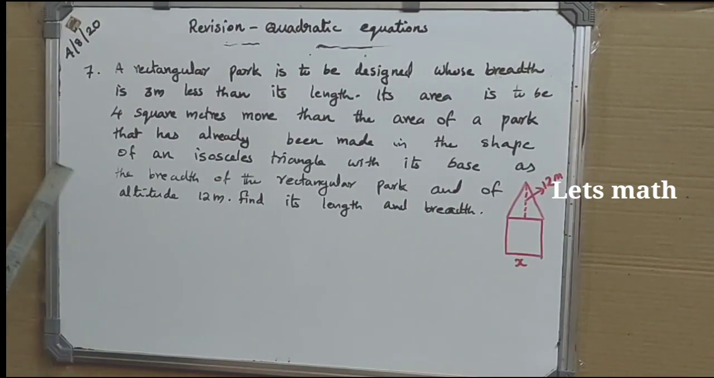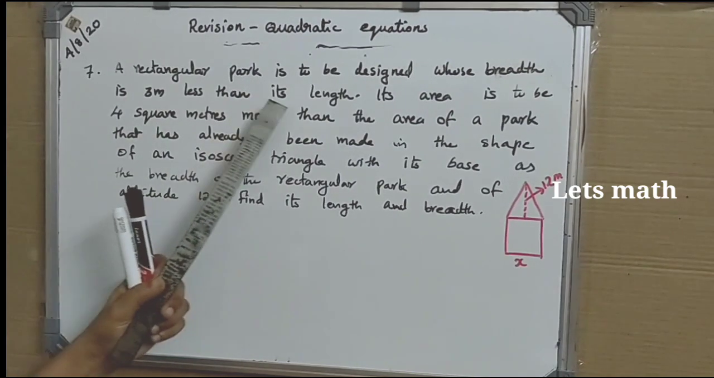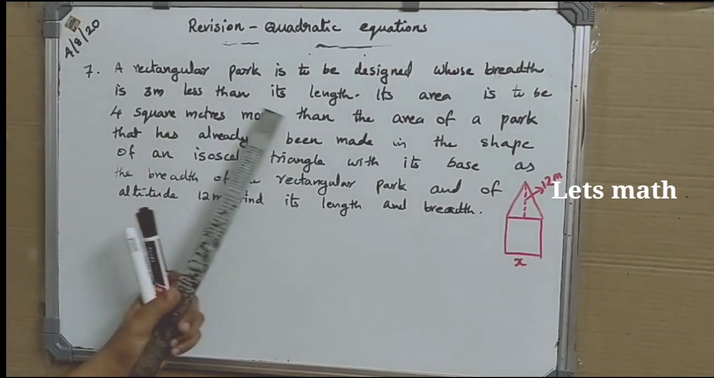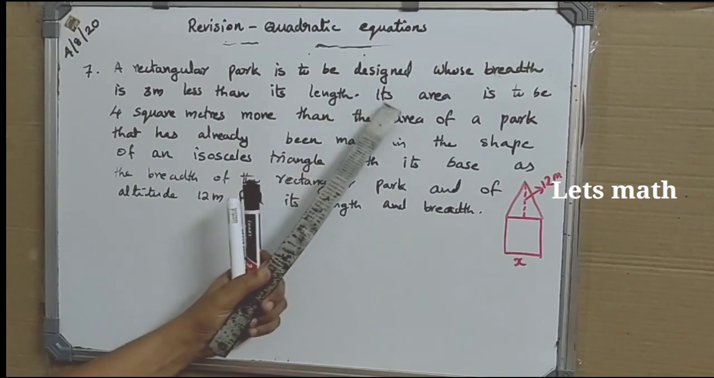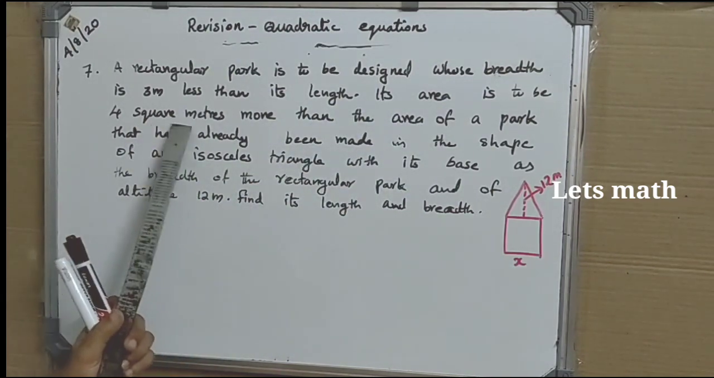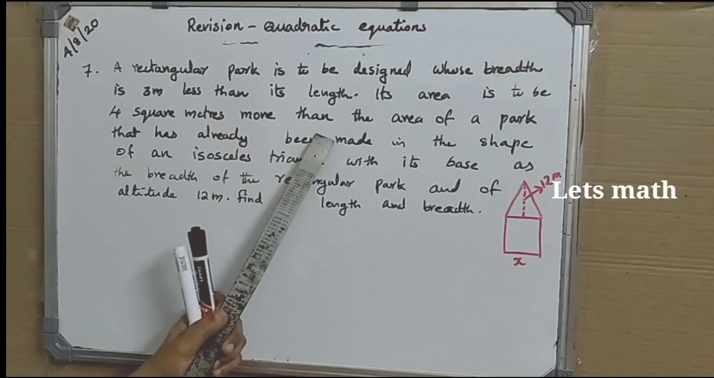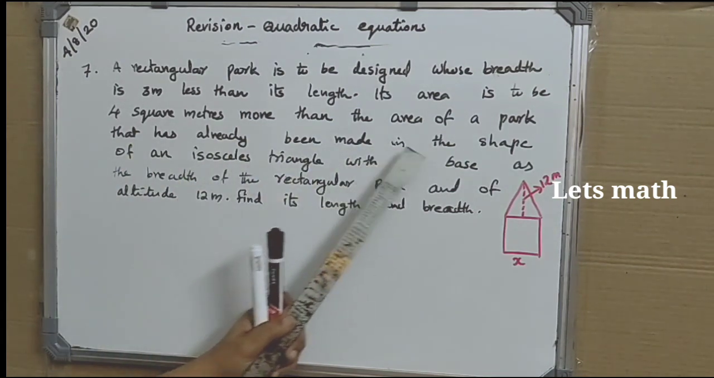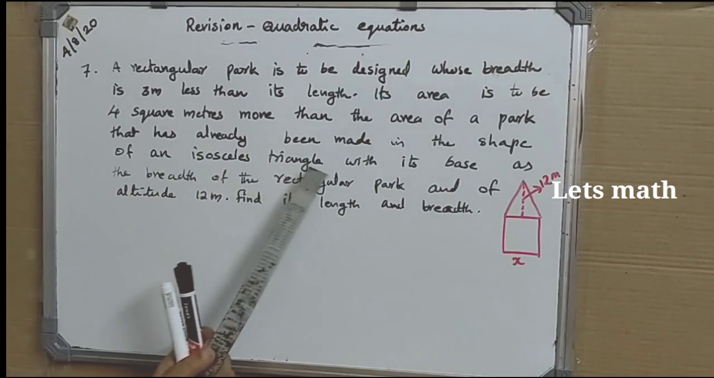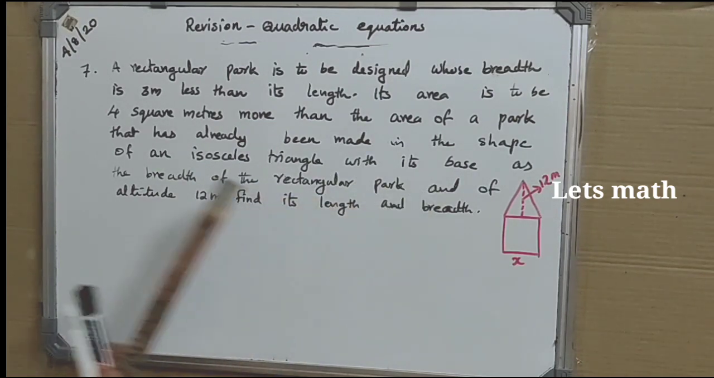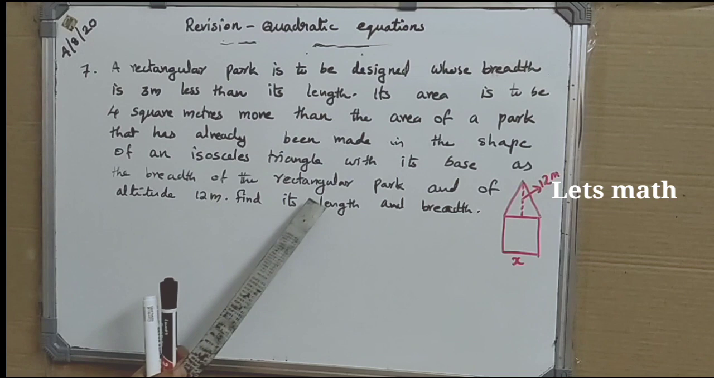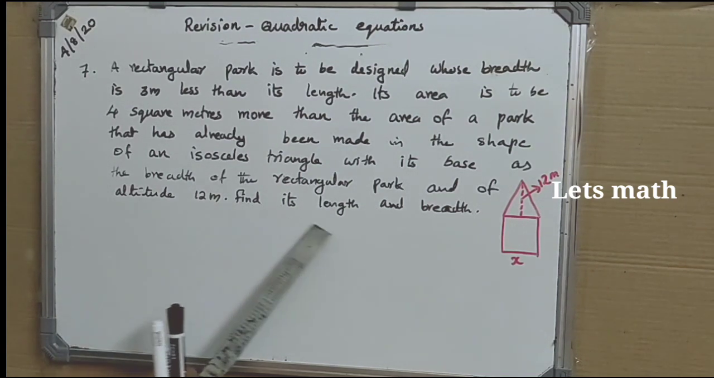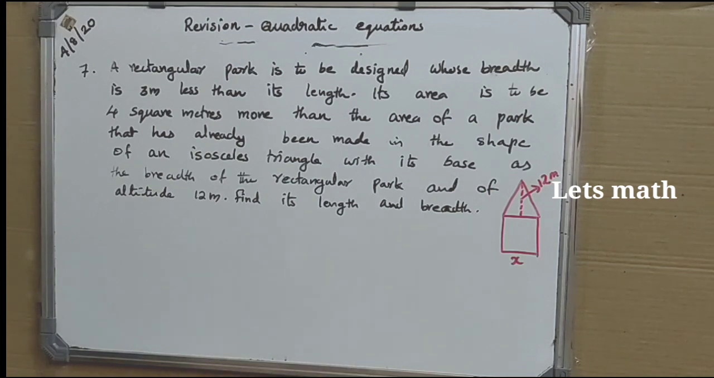Now the next question here. A rectangular park is to be designed whose breadth is 3 meters less than its length. Its area is to be 4 square meters more than the area of a park that has already been made in the shape of an isosceles triangle with its base as the breadth of the rectangular park and of altitude 12 meter. Find its length and breadth.